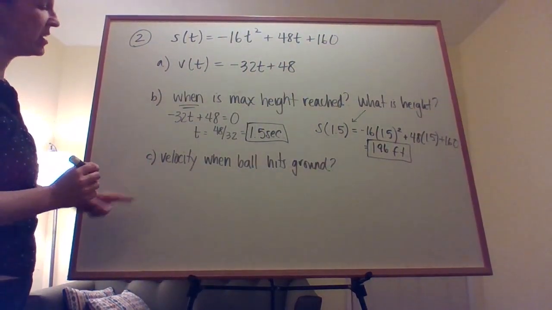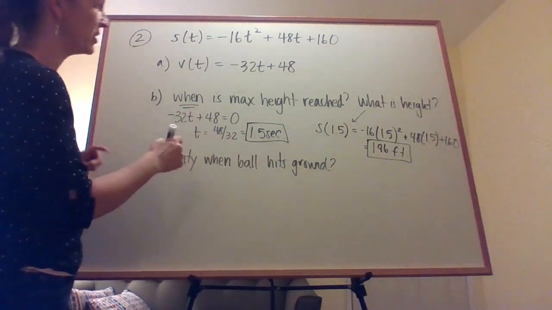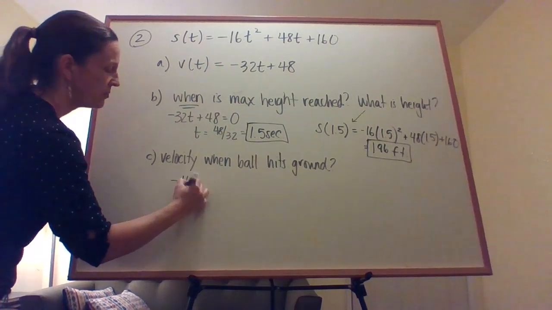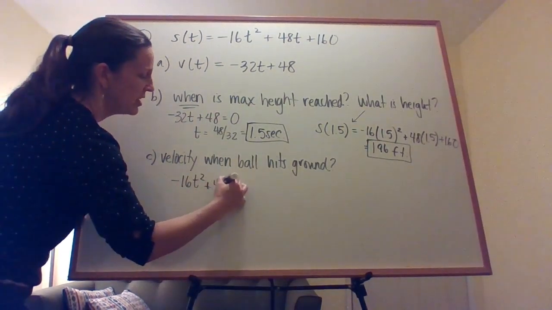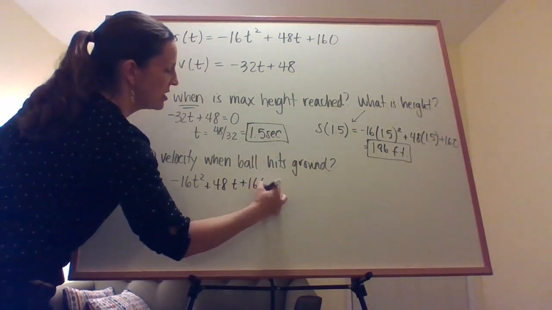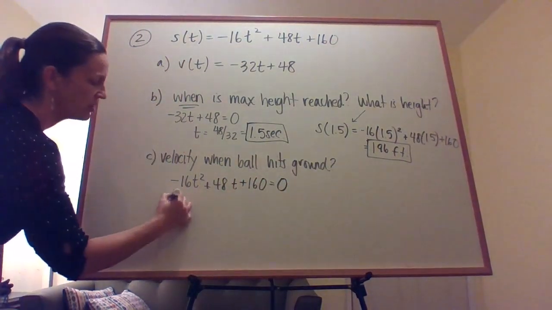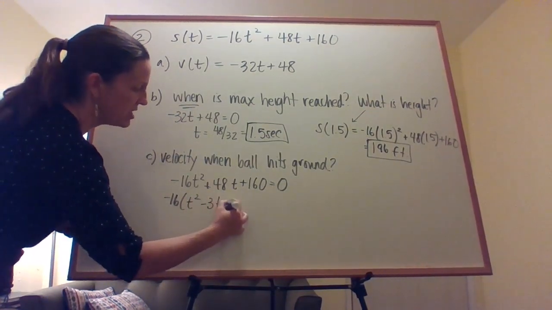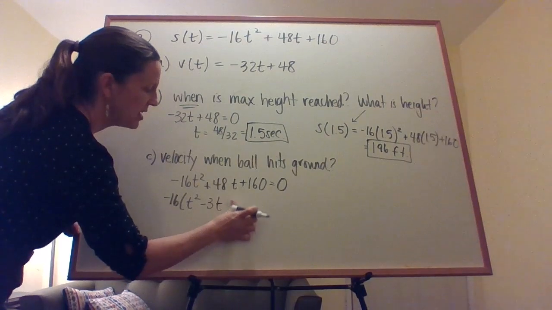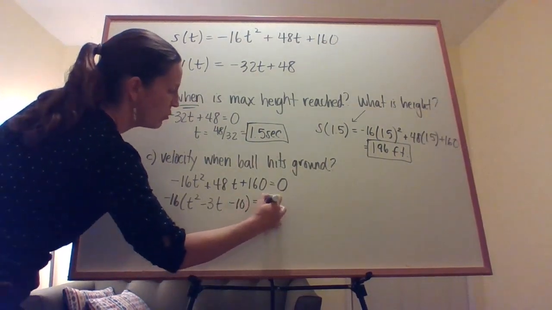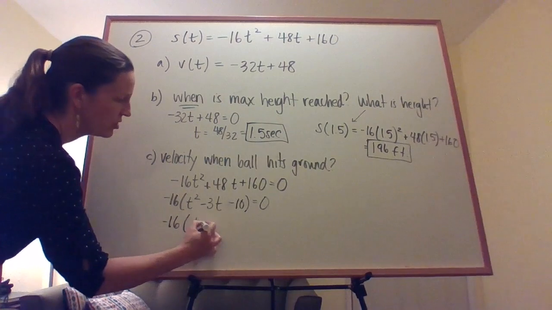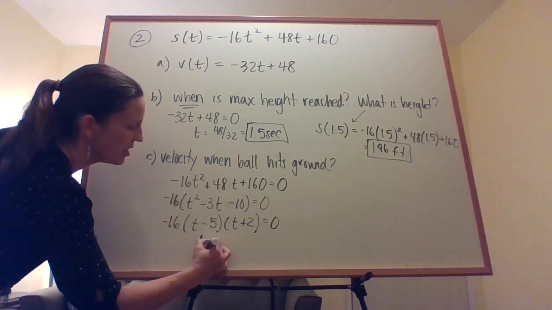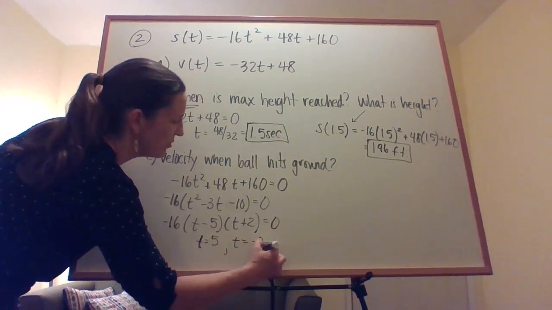Part C, what is the velocity when the ball hits the ground? First I need to find when the ball hits the ground. That's when the height function is equal to 0. If I factor negative 16 out of that, I've got t squared minus 3t minus 10, which is factorable to t minus 5 and t plus 2. Solving each of these, I end up with t is 5 or t is negative 2.